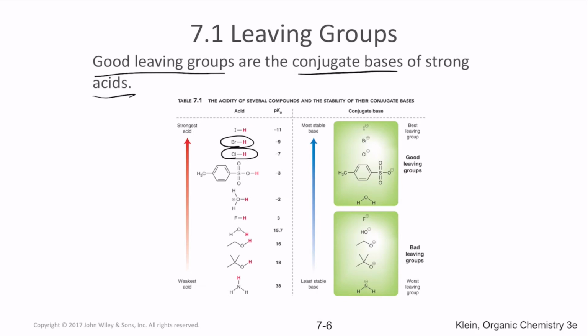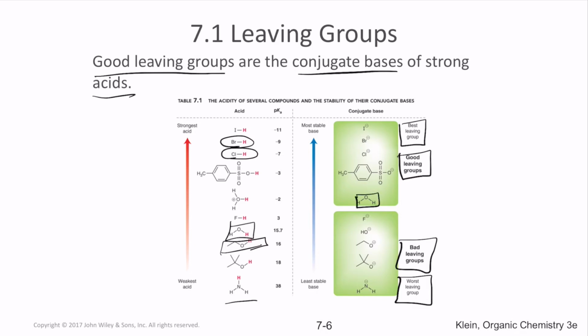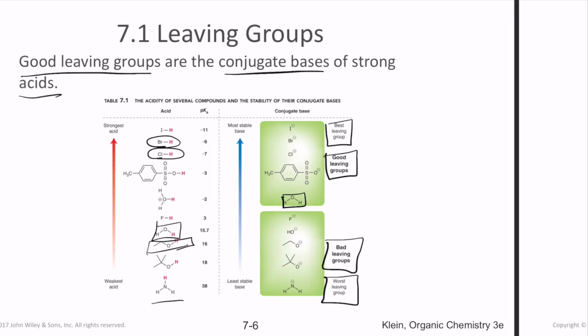So for example, if you take H2O or alcohols, these are generally bad leaving groups, and amines are the worst of all leaving groups. And the best of all are the halogens and sulfonates. So sulfonates and halides are the best leaving groups, good leaving groups.